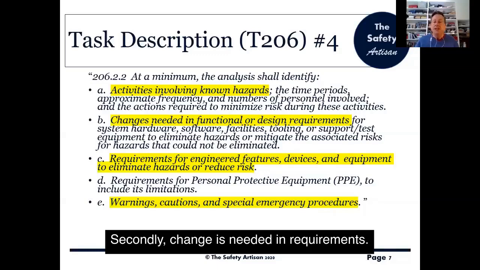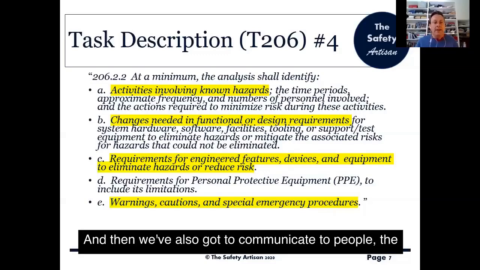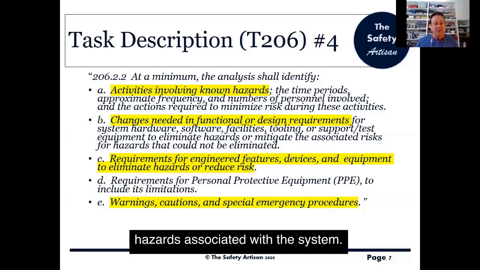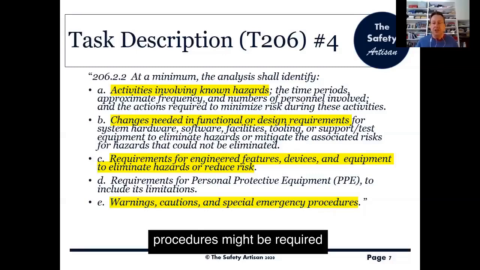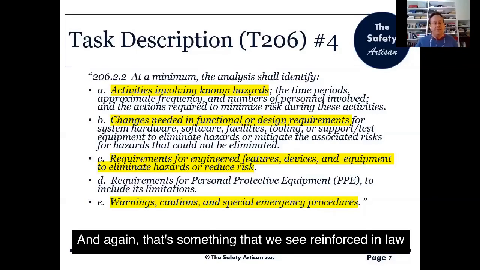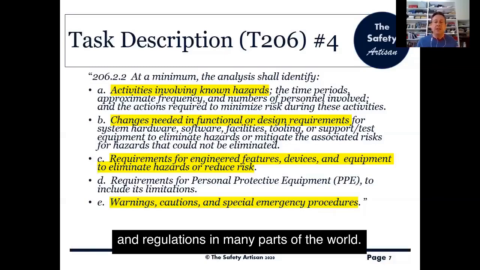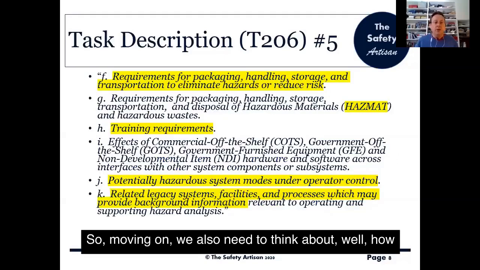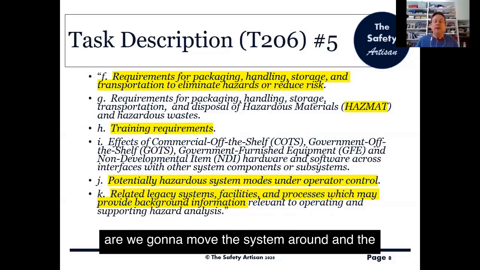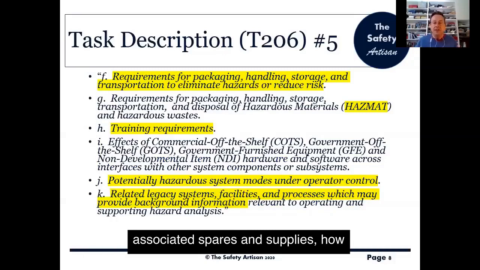Secondly, changes needed in requirements, and then we've also got to communicate to people the hazards associated with the system, so warnings, cautions, and whatever special emergency procedures might be required associated with the system. And again, that's something that we see reinforced in law and regulations in many parts of the world. It's accepted good practice all across the world. So moving on, we also need to think about, well, how are we going to move the system around and the associated spares and supplies? How are we going to package those?